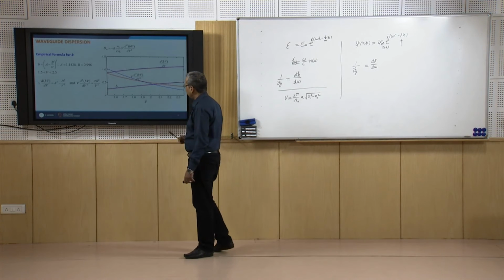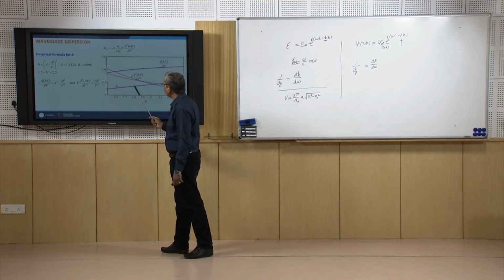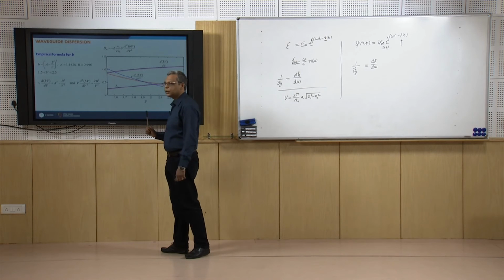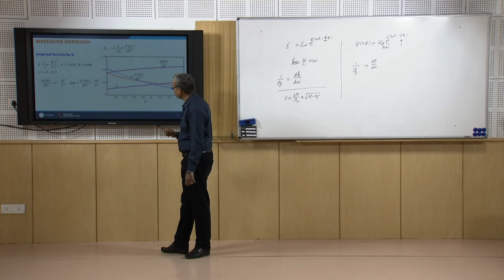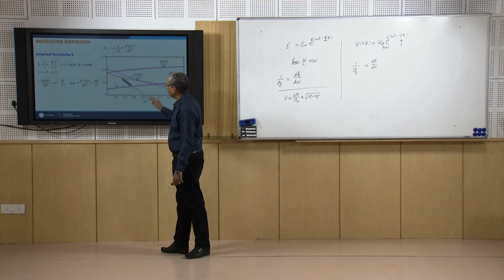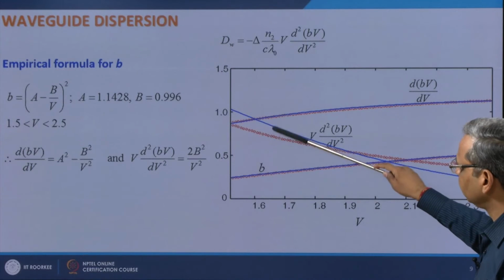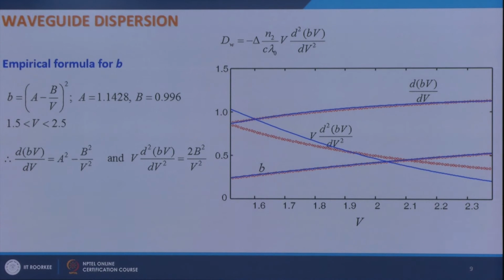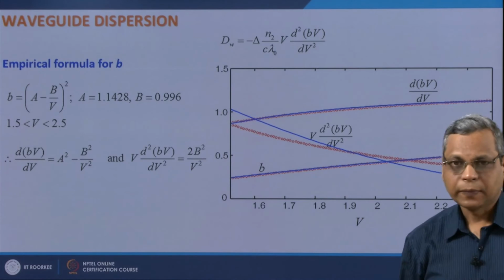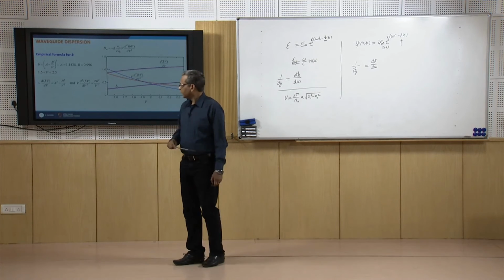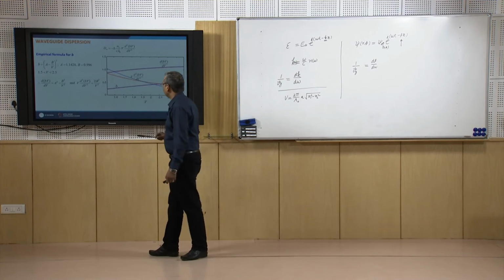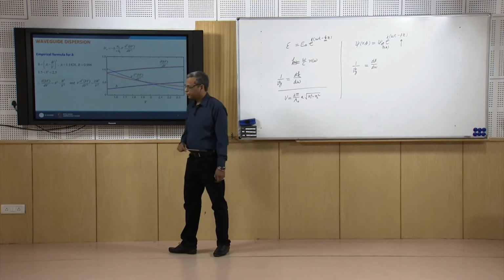So, at around V is equal to 1.9, the agreement between the empirical relationship and the exact values is good, but when you deviate from this value, the agreement is not good. Okay. So what should I do? Well, then I cannot use this for the entire range of V.